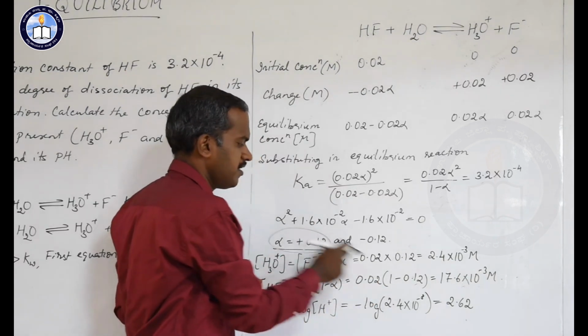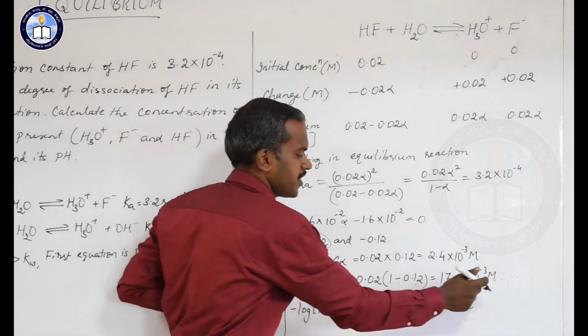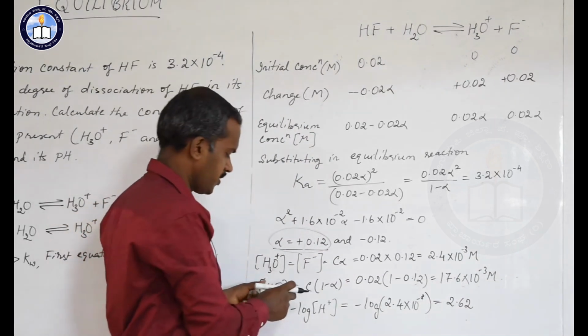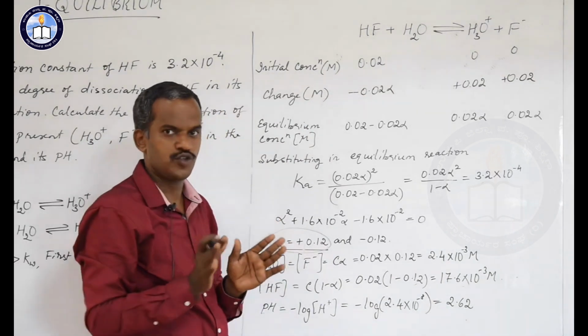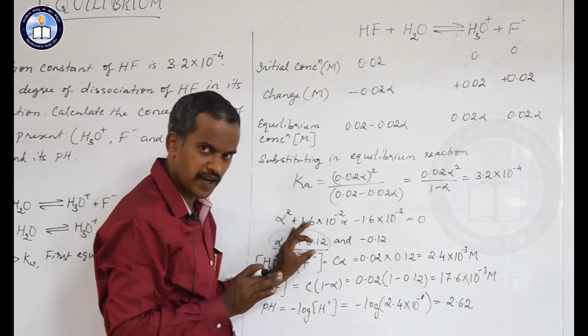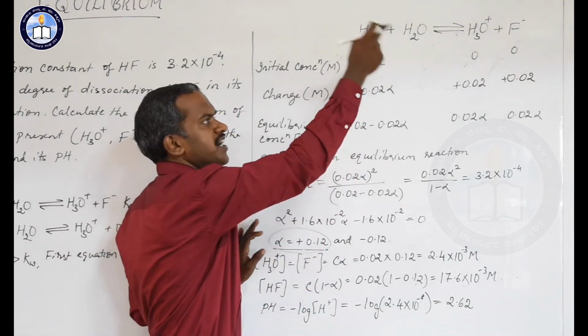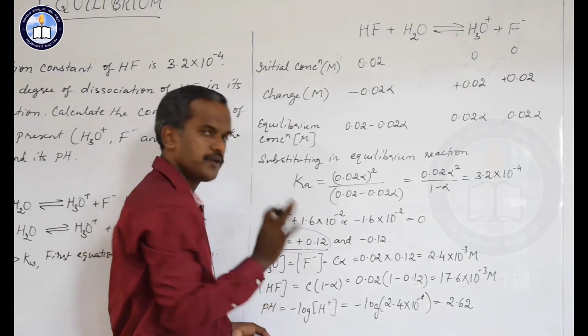Alpha we got it here, so 1 minus 0.12, and when you solve it you will get the answer 17.6 into 10 to the power minus 3. Okay, so we got the concentration of HF. Now the last step. What we have done is we already got the value of alpha and the concentrations of HF, H3O plus and F minus. The last task in this problem is to find the value of pH.